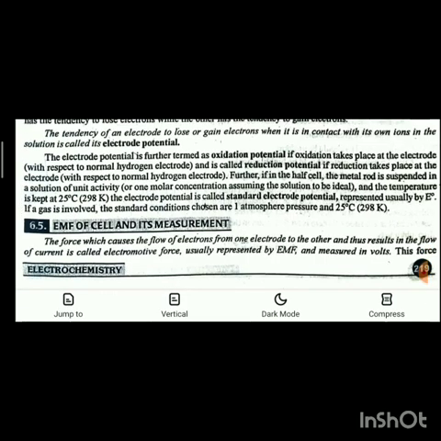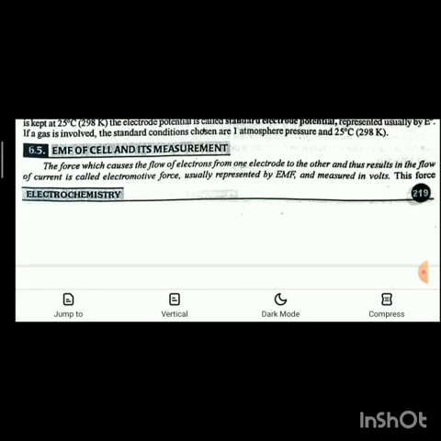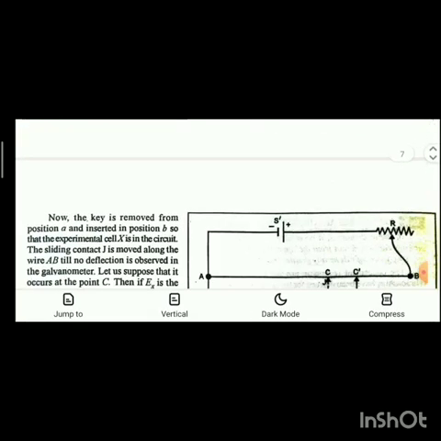If a gas is involved, the standard conditions chosen are 1 atmospheric pressure and 25 degrees Celsius temperature, that is 298 Kelvin. EMF of cell and its measurement. The force which causes the flow of electron from one electrode to the other and thus results in the flow of current is called electromotive force, usually represented by EMF and measured in volts.